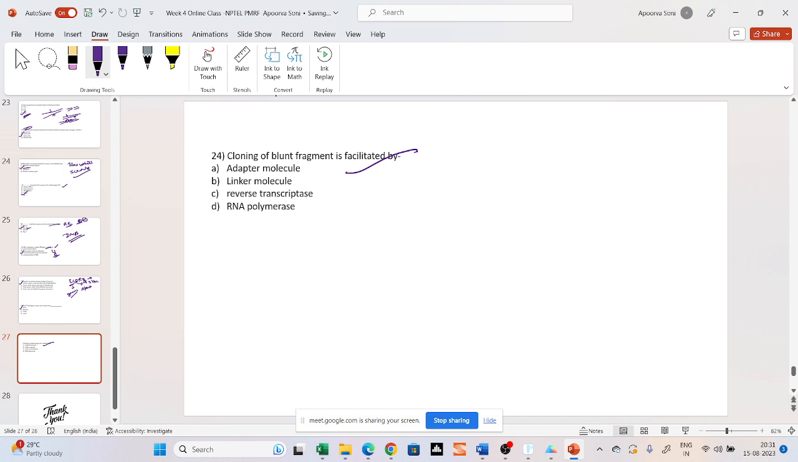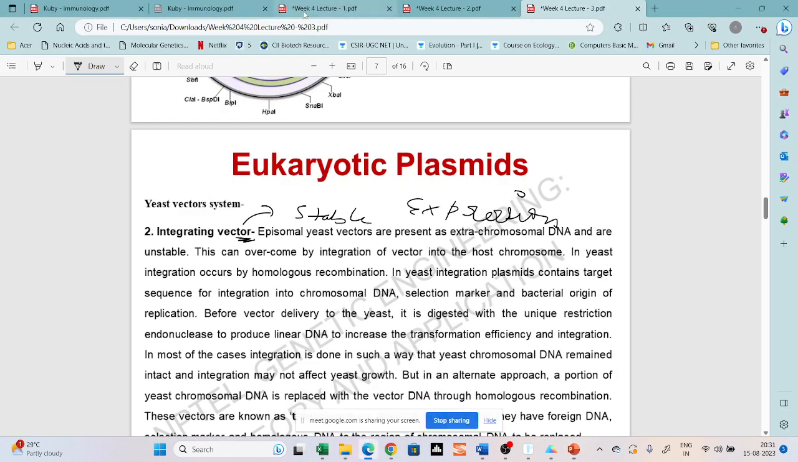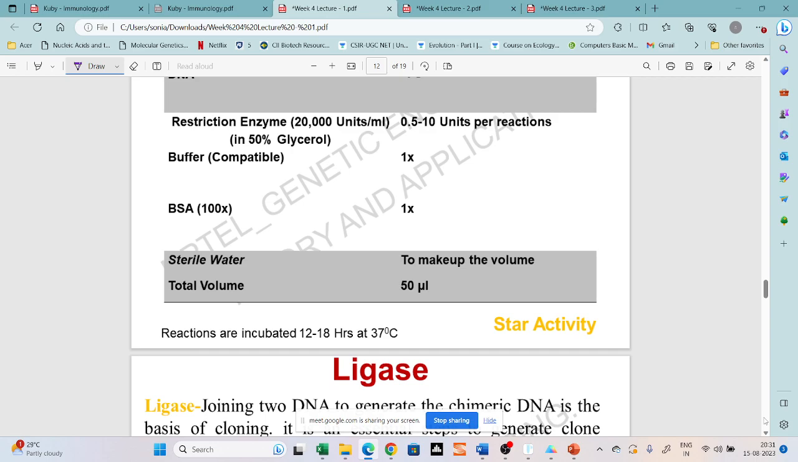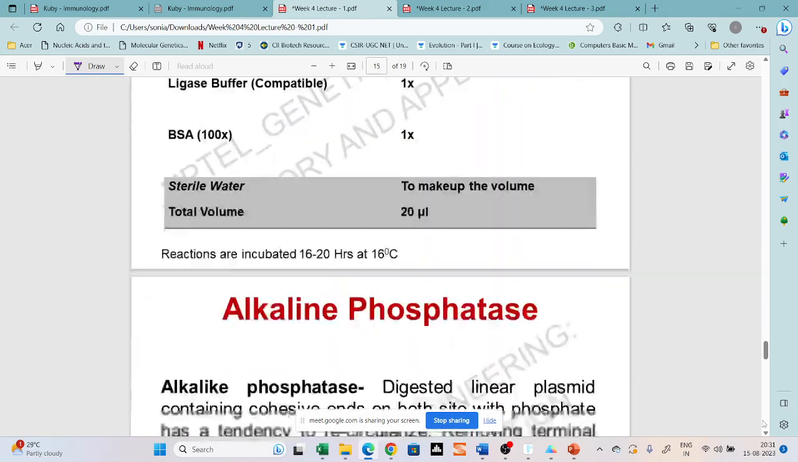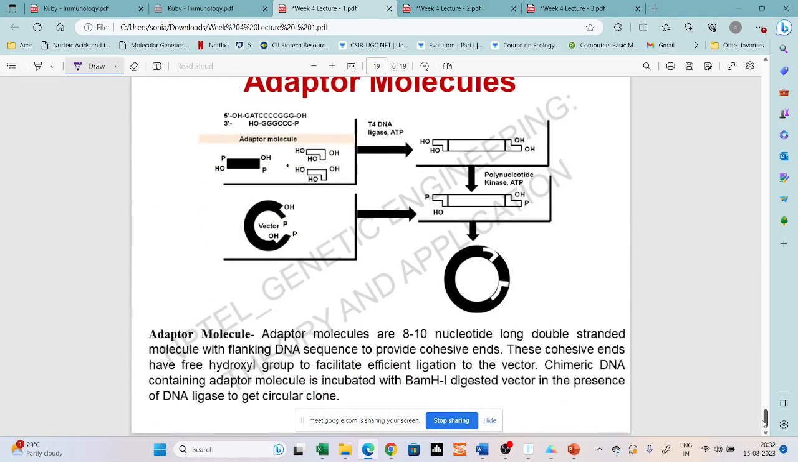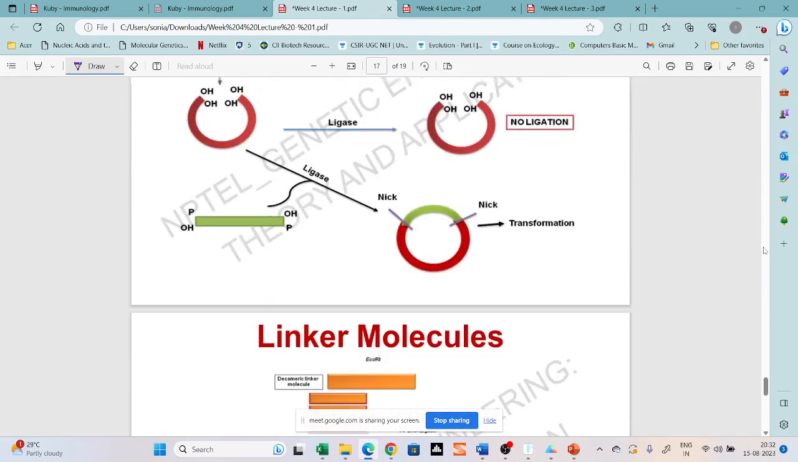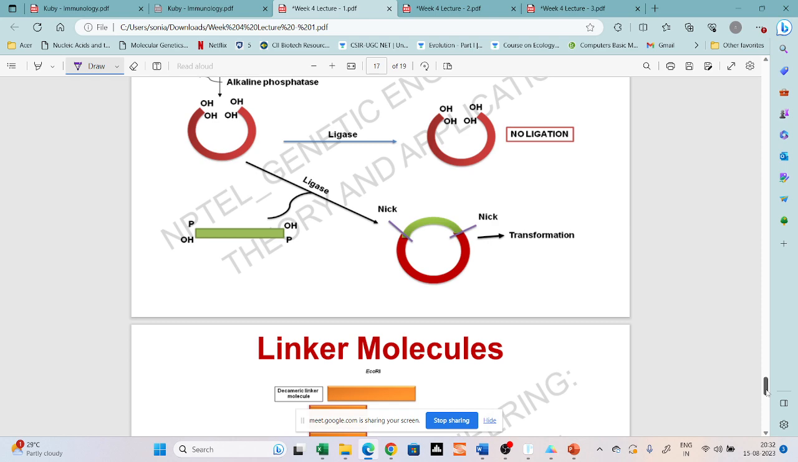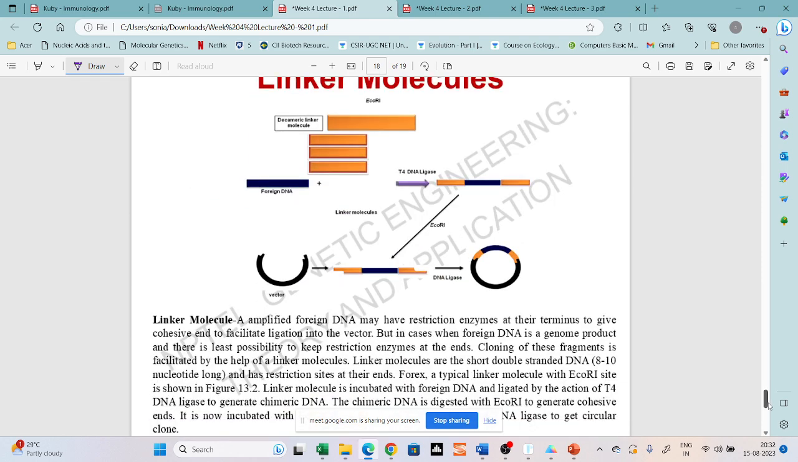Option D. No, no. It can either be adapter molecules or linker molecules. So I'll just explain you, and then we have to do that particular thing also. So anybody remembers that where this adapter and linker concept? Here only it is given. Adapter molecules and linker molecules. So what are linker molecules and what are adapter molecules? Anybody has any idea after seeing the PPT?